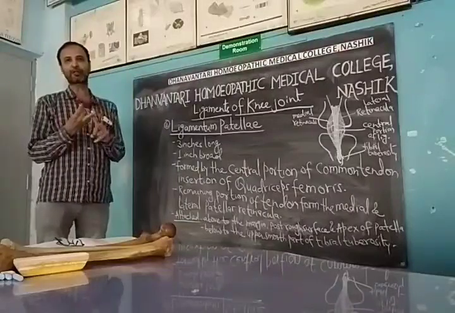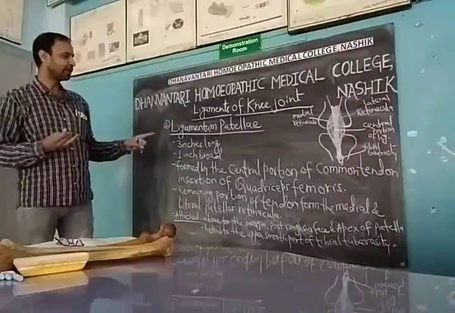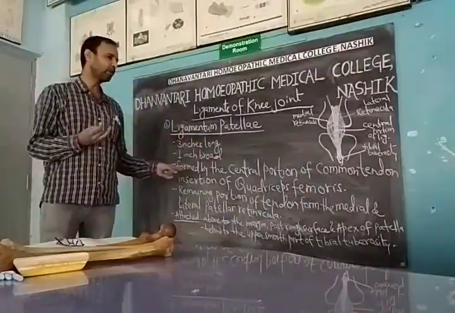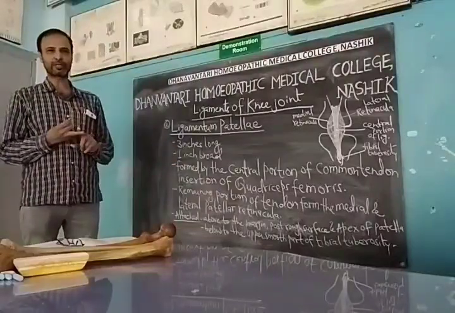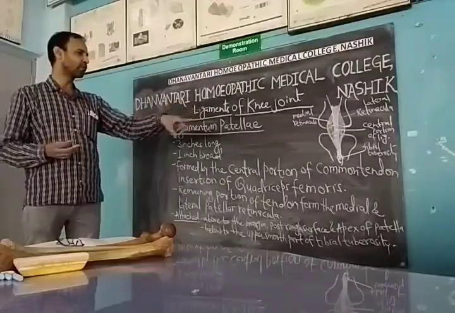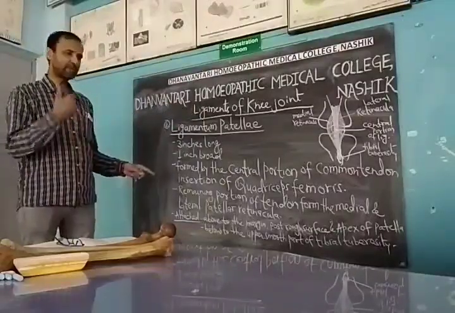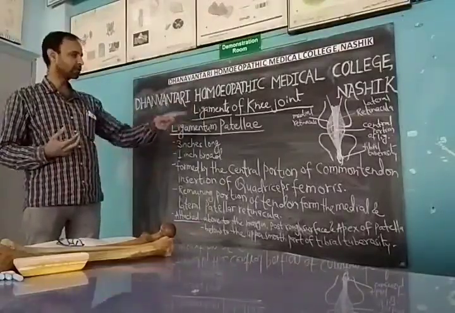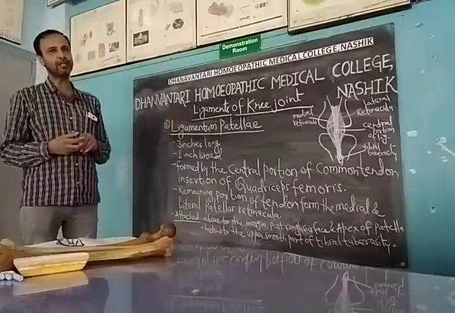Three points. First, formation: it is formed by the central portion of the common tendon of insertion of the quadriceps femoris. Second, the remaining portions of the tendon form the lateral and medial retinacula, which give support. Then its length is 3 inches and its breadth is 1 inch.